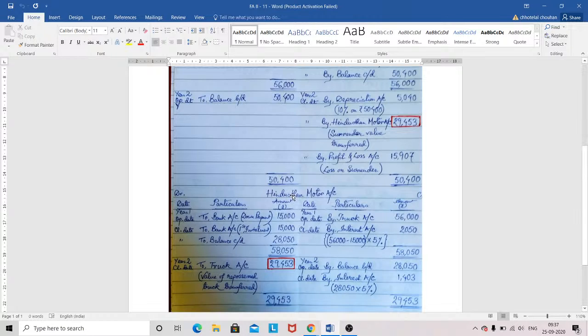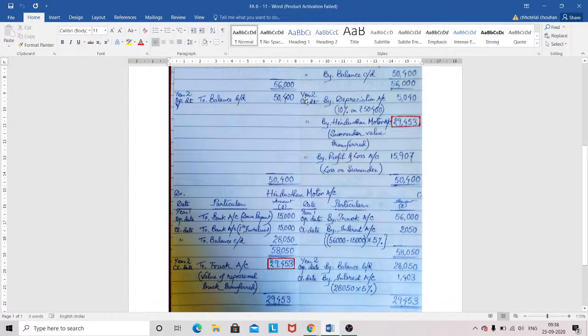Just see that here I have written in the hire vendor to asset account, that means to truck account, I have written value of deposit truck transferred, it is your 29,453, and that has been double posted down there, it is 29,453. So by Hindustan Motor surrender value transfer 29,453. Here the Hindustan Motor account has been closed, both sides have been matched, so there is no difference in the Hindustan Motor account.